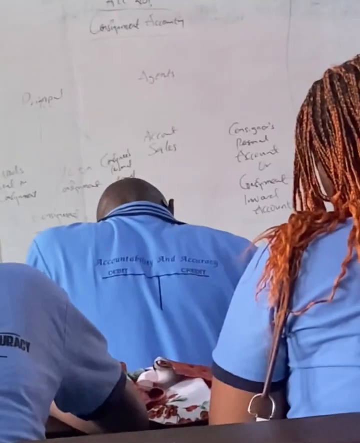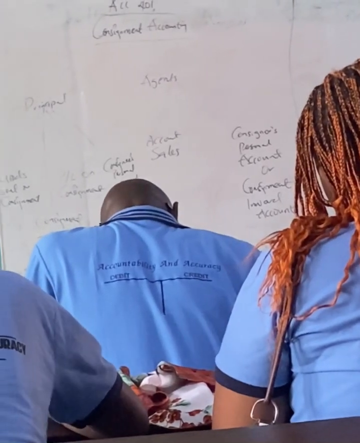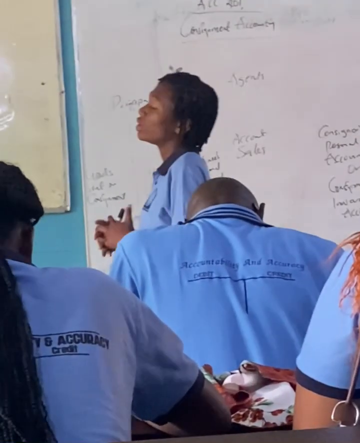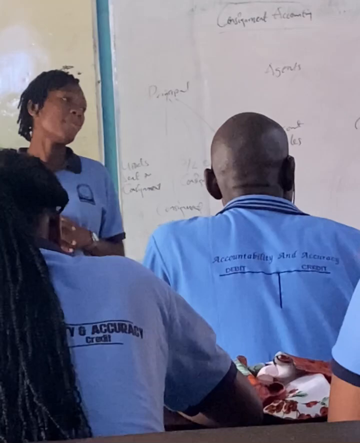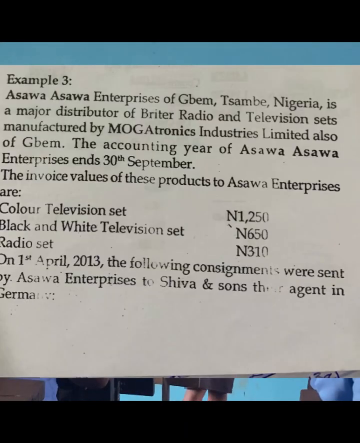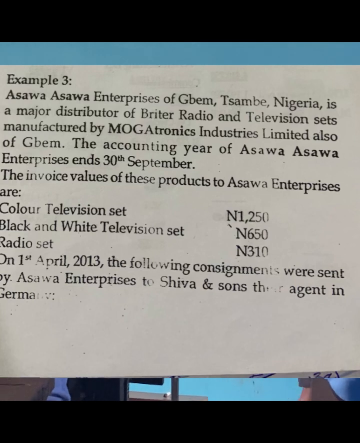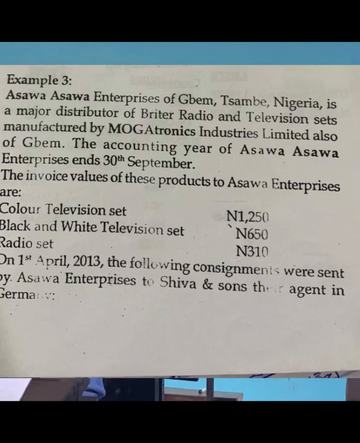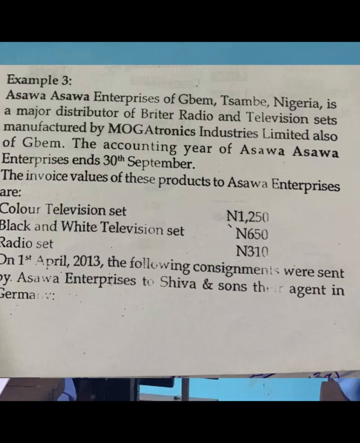Don't see consignment account, they can tell you the consignment inward account. So let's take a new illustration today. Radio and television sets manufactured by Moga Electronics, Moga Trading Industries Limited.